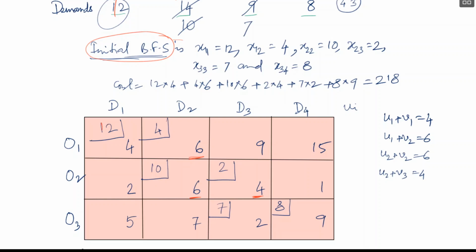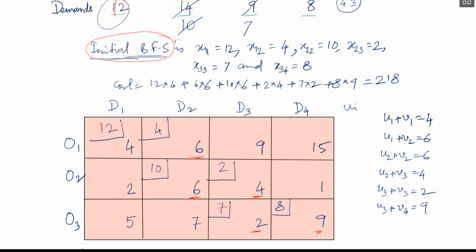Next, for the occupied cells in the third row, we shall have u3 plus v3 will be equals to 2, this one, and u3 plus v4 equals to 9, this one.